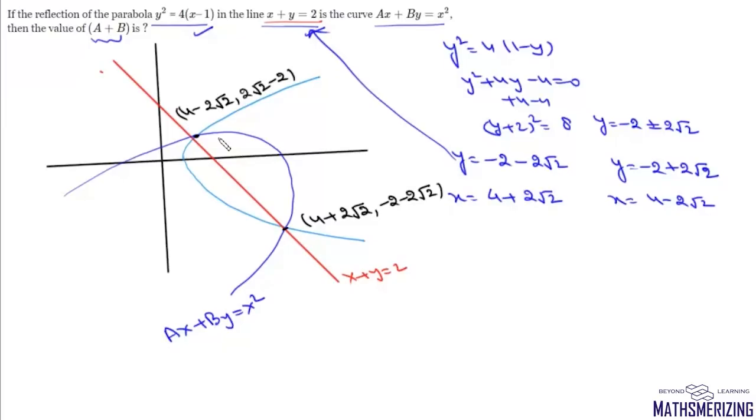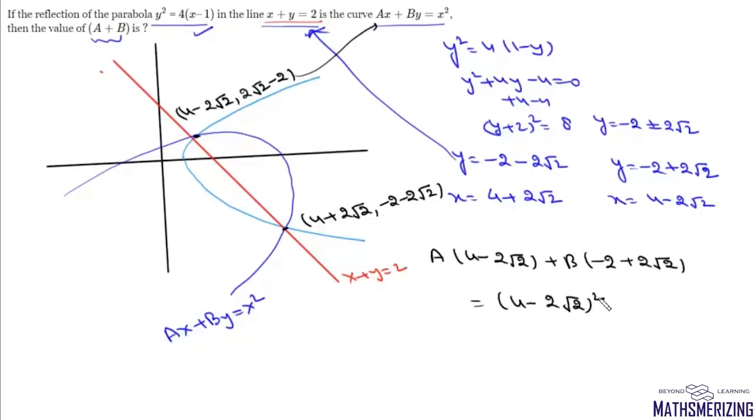Now this reflected parabola will also pass through these points of intersection. So we'll put the value of x and y. We'll write a times (4 minus 2 root 2) plus b times (minus 2 plus 2 root 2), and this is equal to x square, which is (4 minus 2 root 2) square.